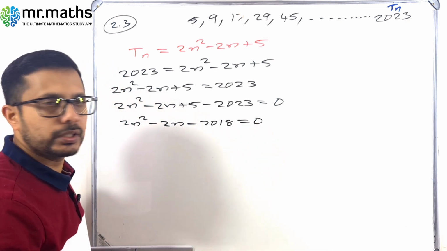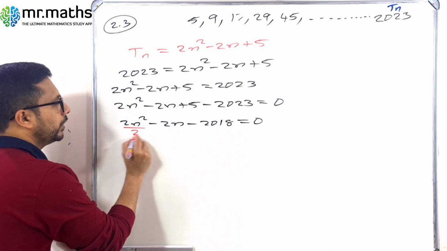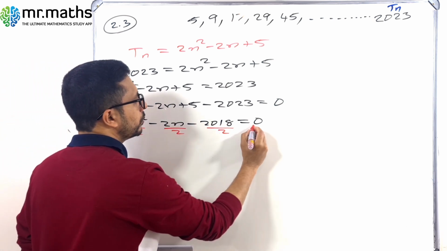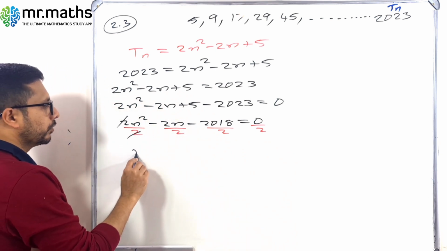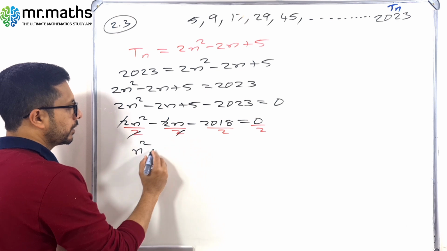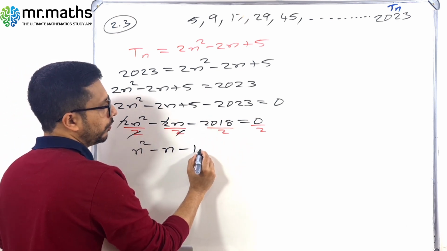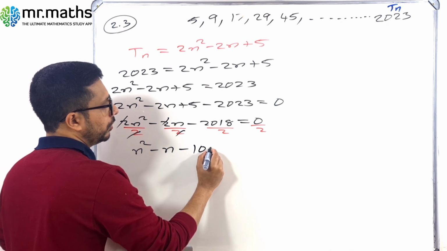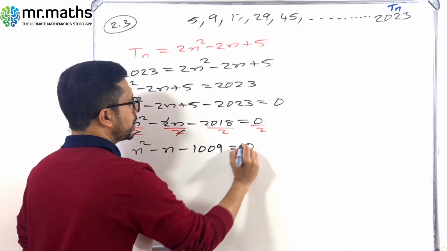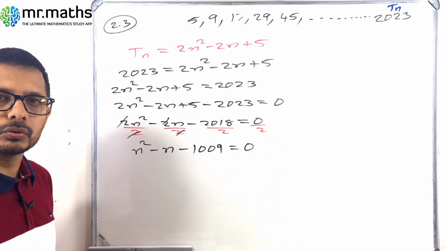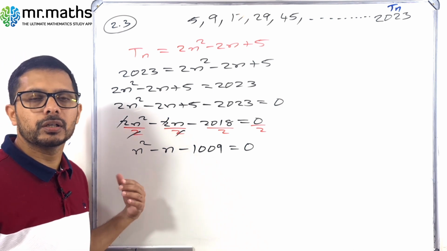Now look at this quadratic equation. 2 is a common factor, so we can divide throughout by 2. So what is the answer now? 2 by 2 is cancelled, so it is n square minus n minus, check in your calculator, 1009, is equal to 0. So now we have to factorize this one. Here the number is too big, so we can apply the quadratic formula.